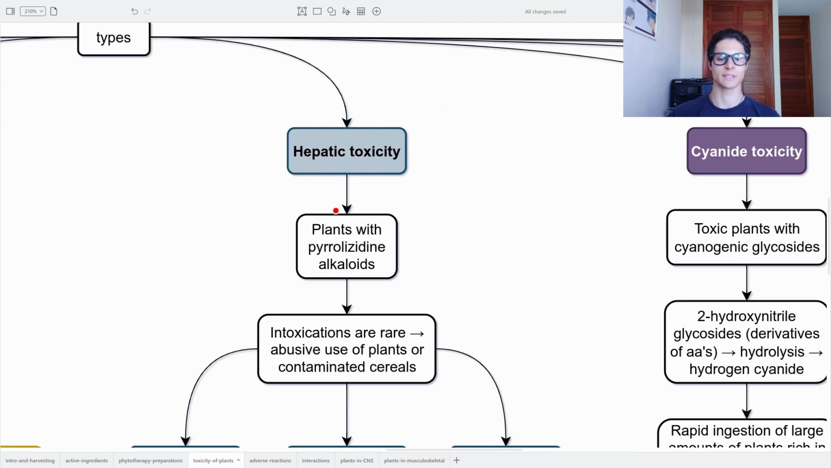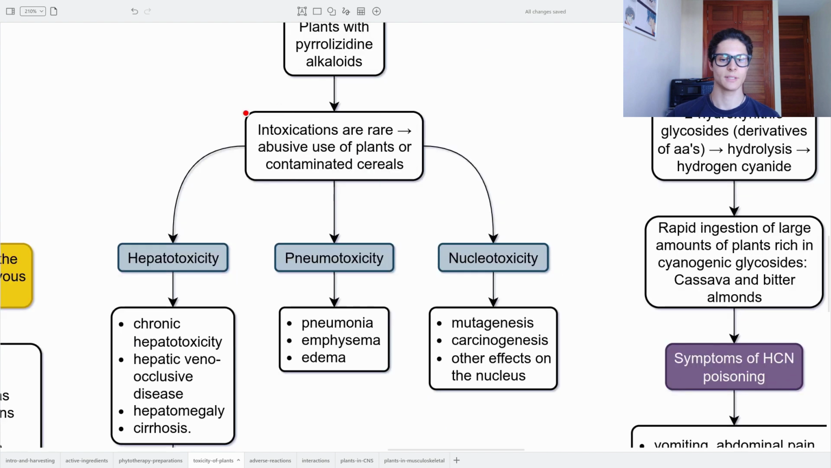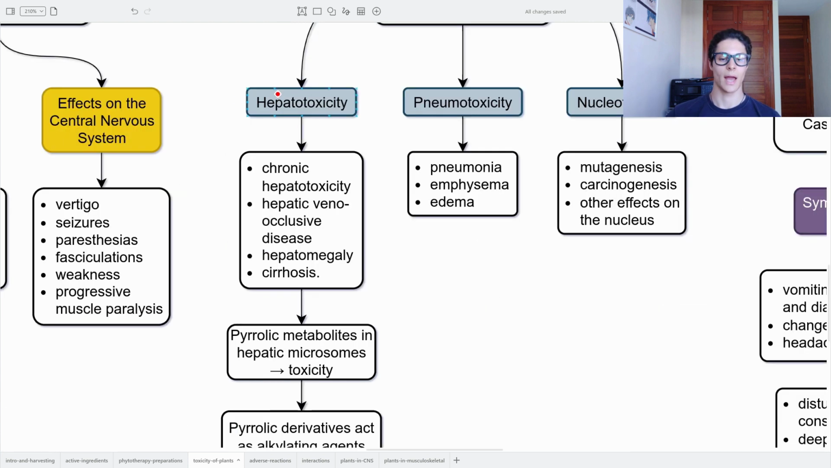And then hepatic toxicity. Plants with pyrrolizidine alkaloids. We already talked about pyrrolizidine alkaloids, another type of alkaloids. Intoxications are rare and they can occur because of abuse of plants or contaminated cereals. These pyrrolizidine alkaloids can have hepatotoxicity, pneumotoxicity as well. Pneumotoxicity is pneumonia, emphysema, and edema, and nucleotoxicity: mutagenesis, carcinogenesis, and other effects on the nucleus. Hepatotoxicity, which is what we are talking about here, is chronic hepatotoxicity, maybe a hepatic veno-occlusive disease, a hepatomegaly, or a cirrhosis. So 4 types.